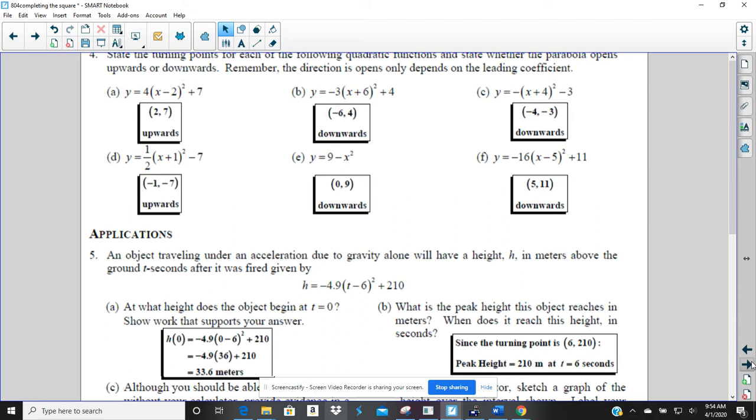Anyway, don't worry about the A term in A and B. It just actually disappears. The only thing you have to worry about is what's in the parentheses and what's outside of the parentheses with the plus or the minus.